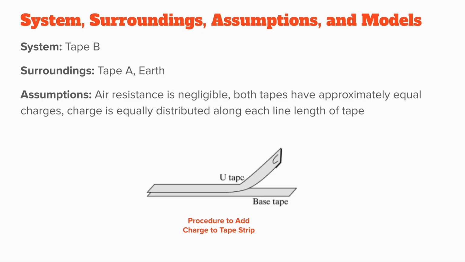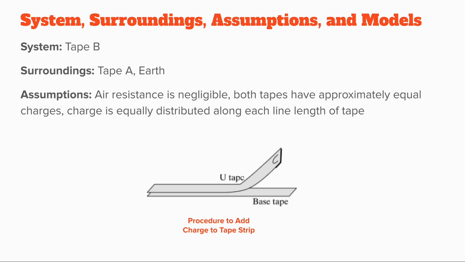For this lab, the system is tape B, which is the tape that is suspended between two objects, while the surroundings are tape A, which is the held tape, and Earth. Tape B is the system because we are focusing on how the forces of tape A and Earth act upon it. For this lab, I operated under the assumption that air resistance is negligible, both tapes have approximately the same charges, and that charge is equally distributed along each line length of tape.